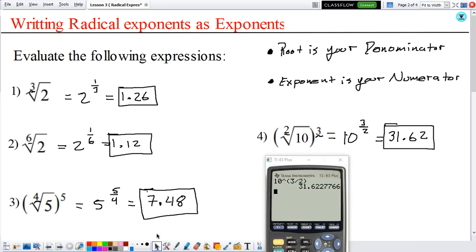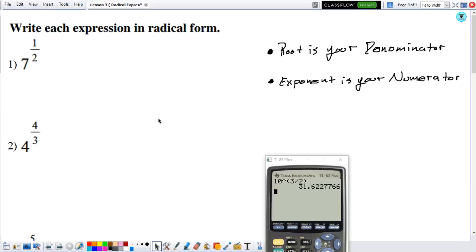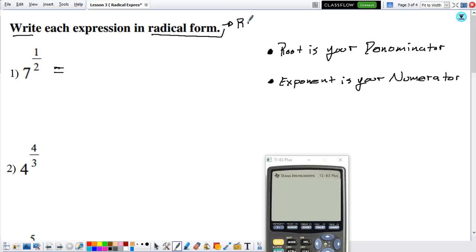Now let's see, what if we want to go the other way? What if you've been given the exponential expression and you want to write that in radical form? The process still remains the same, but now we're going to go backwards. Let's say that you've been given the expression as an exponent already. We're still going to use the same idea here, that the root is my denominator and my exponent is my numerator. So in these examples, we want to write the expression in radical form, or just call that root form. So we're basically going the other way.